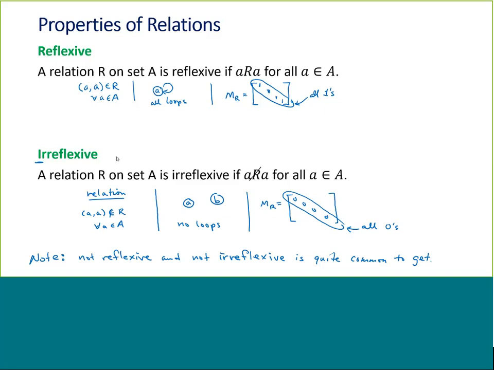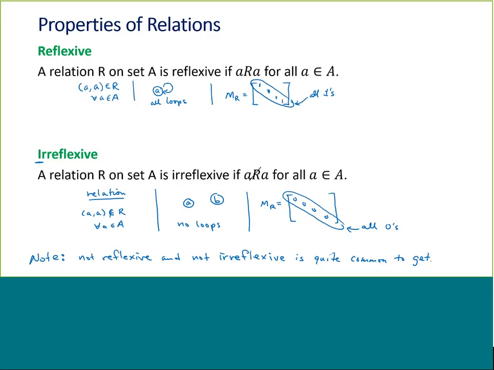Irreflexive was the extreme opposite of reflexive. This is not just not reflexive, it's very far from being reflexive. In terms of the relation, it has exactly none of the ordered pairs where the first and the second position are the same. So all of them are missing.